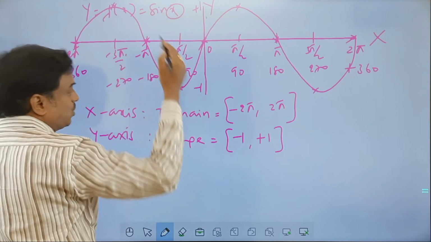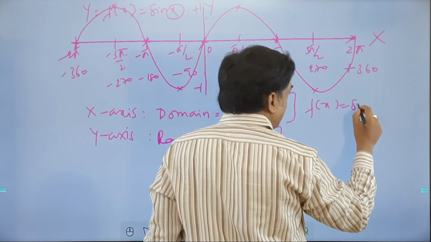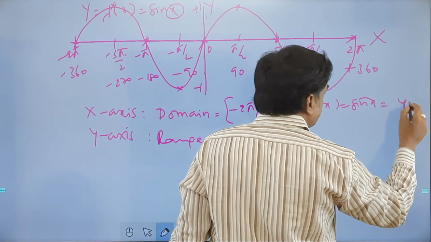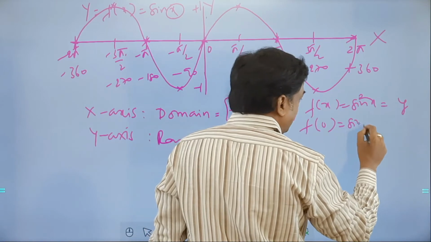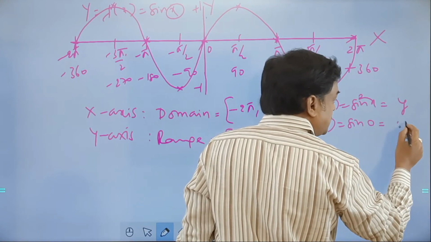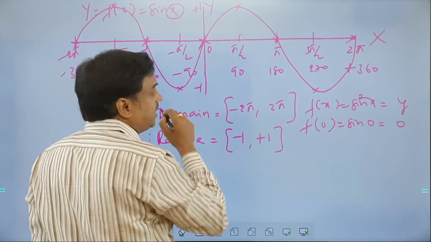So when x is 0, please understand it this way. f(x) equals sin x, and that should be taken as y. When I apply 0, this is sin 0, which is equal to 0. So when x is 0, y is 0. So this is the point which I got here.